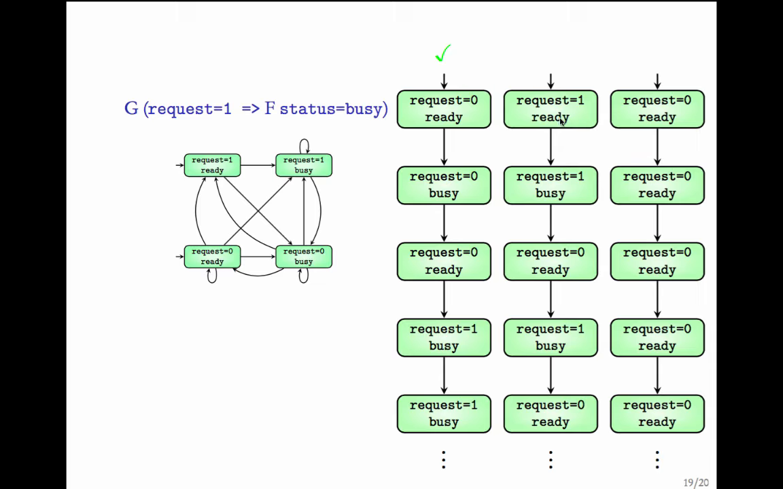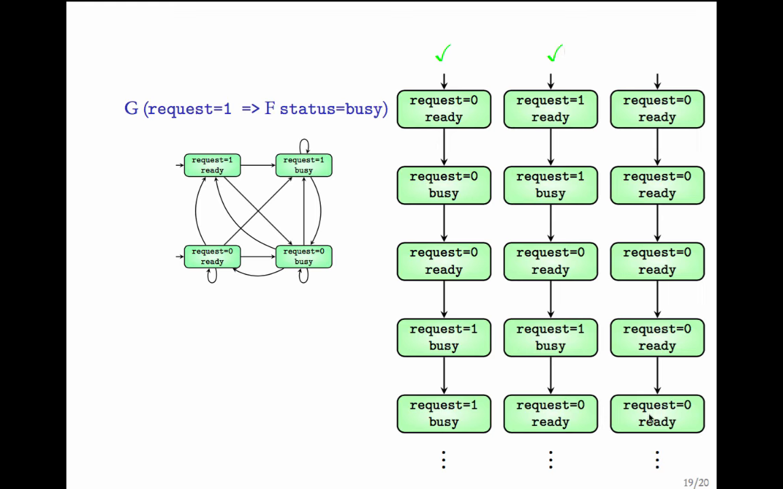What about this execution? Request is 1 here. Does the status become busy in the future? Yes, it does. Request becomes 1 here. Does the status become busy in the future? Yes, one can count this state itself as its future. Request is 1 here. Does the status become busy in the future? Yes, because this state already has the status to be busy. Let me say that this execution satisfies the requirement.